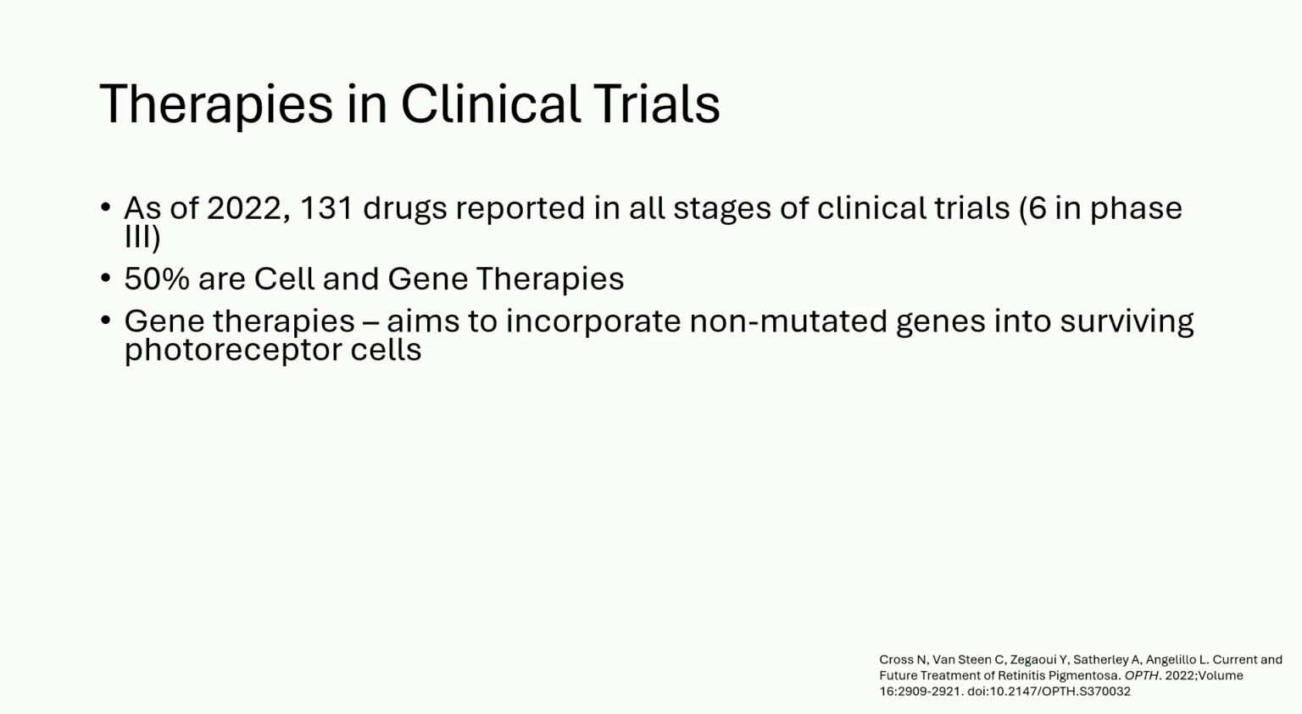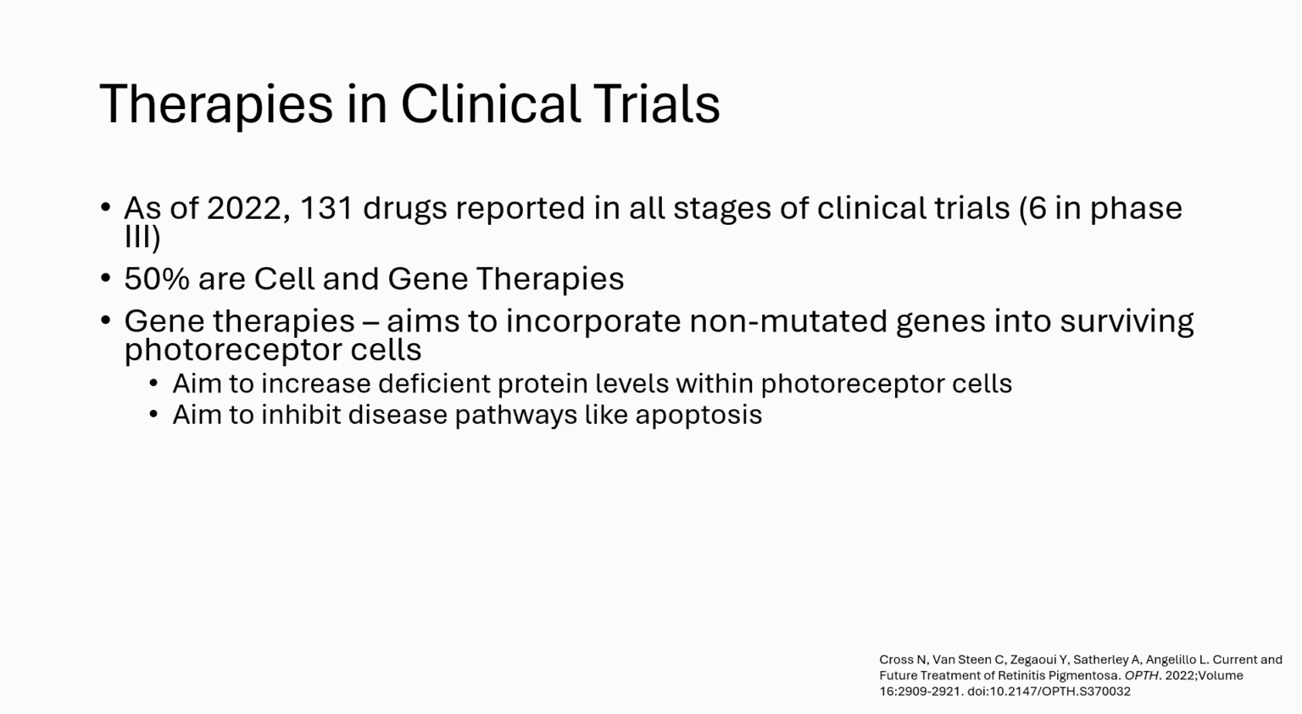Now, there are other types of therapies like small molecules, oligonucleotides, immune globulins, but 50% were cell and gene therapies. And the general approach with gene therapies is to incorporate non-mutated genes into the surviving photoreceptor cells. So there are 2 mechanisms by which this could happen. The gene could be expressed and create a protein that basically replaces the protein that's deficient due to the mutation, or the gene could be expressed and create proteins that interfere with disease pathways like apoptosis, getting to the underlying etiology.